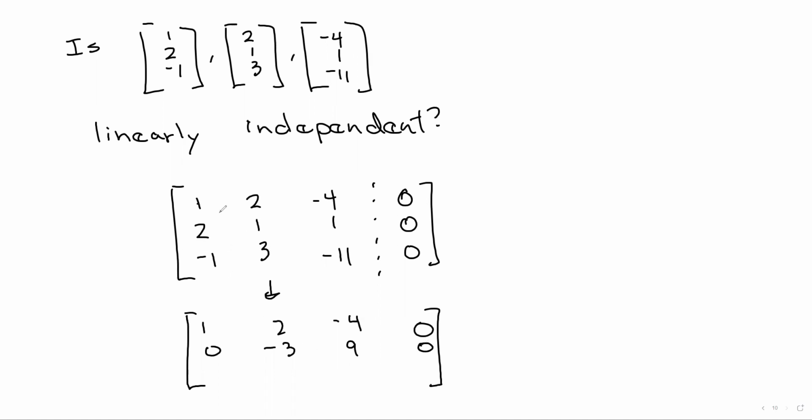Okay, hold on, let me check that one more time. -2 times 1 plus 2 is 0. -2 times 2 is -4 plus 1 is -3. And -2 times -4 is +8 plus 1 is 9. Okay, that is correct. Then, to get rid of the -1 here, we can just take the first row and add it to the third row. So we're going to get 0, and then 5, and then -15, and then 0.